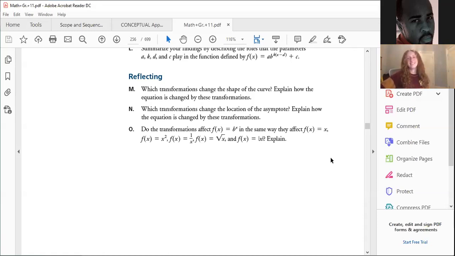Do the transformations affect b of x in the same way they affect x? Which transformation? F of x equal x squared? I think it's asking if you were to transform each of those functions using the same method, would it do the same thing? Like, if you were to multiply it by 2, is it going to do the same thing to both of them?